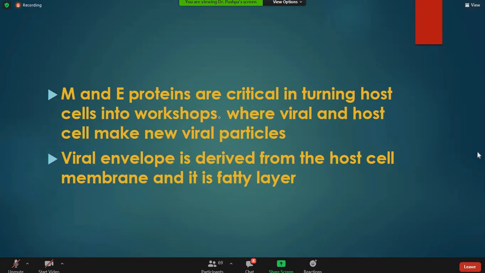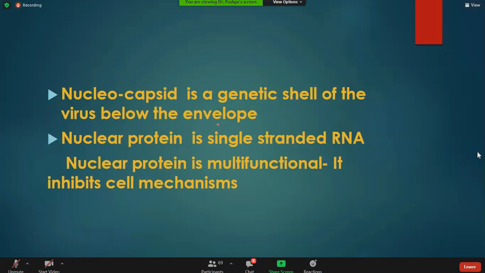The viral envelope is derived from the host cell membrane and it is a fatty layer. The nucleocapsid is the genetic shell of the virus below the envelope, and the nuclear protein is single-stranded RNA. Just think of a necklace which is made up of beads. The thread in that necklace is RNA, and the nucleocapsid is the beads. Just to simplify and give an idea of what they are, I was giving this example.